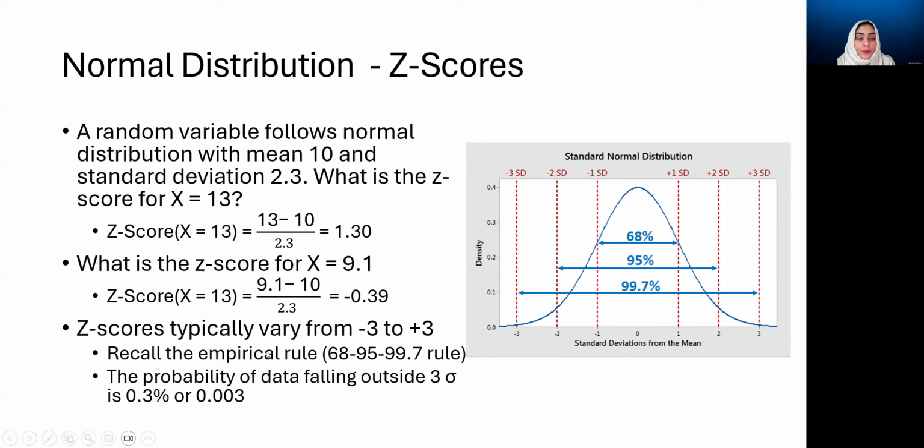So this is the empirical rule. And this means that the probability of data falling outside 3 standard deviations is only 0.3%, or in probability terms, only 0.003. So you can already see that it is a very low probability. And the farther you go away from the mean, the lesser the probability becomes.